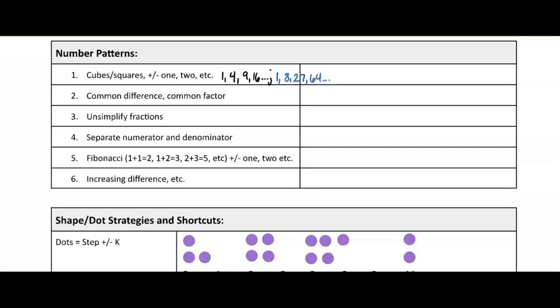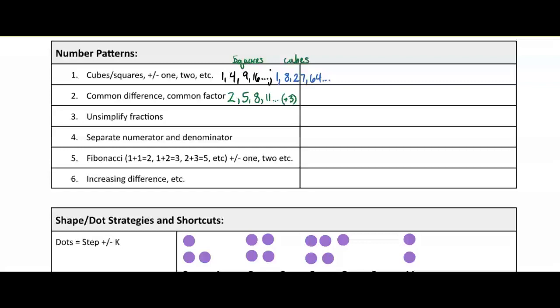We could also have common differences. So maybe I start with 2, and I add 3 to get 5, and I add 3 again to get 8, and add 3 again to get 11. So I'm adding 3. These are my cubes, or squares. These are cubes. Okay.